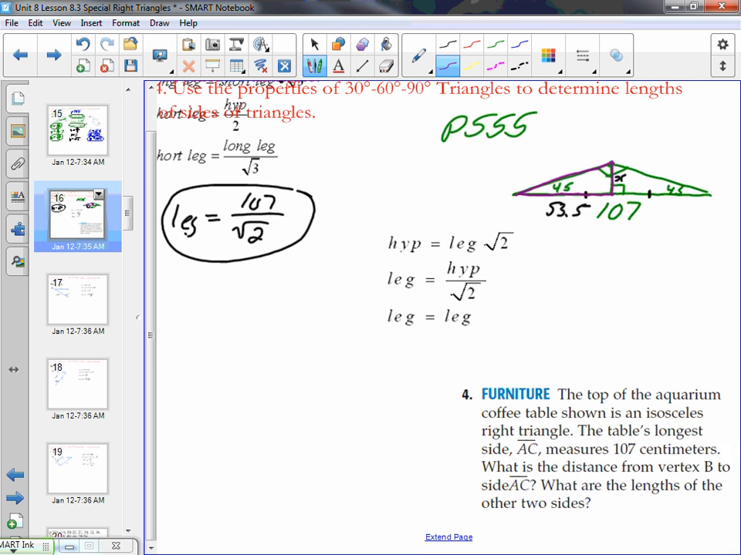Now, look at this triangle here. What kind of triangle is that? Right. It's a right triangle, and it's a 45, 45, 90. Doesn't really look like it, but that angle's got to be 45, so we're kind of back in business for finding X, aren't we? All right. If one leg of the 45, 45, 90 is 53.5, what's the other leg of the 45, 45, 90? 53.5. So, distance from B to segment AC equals 53.5.